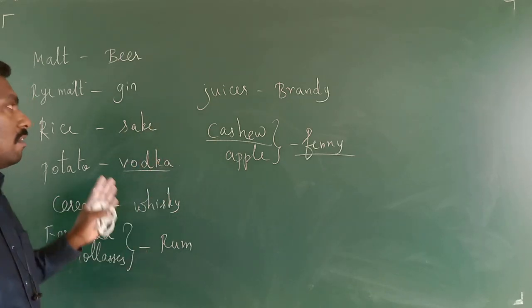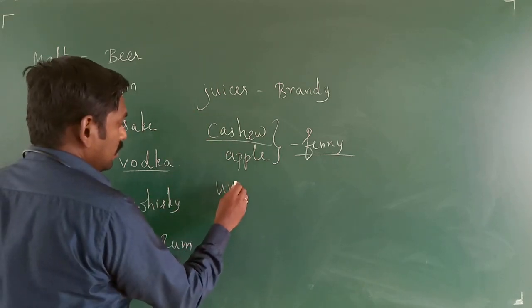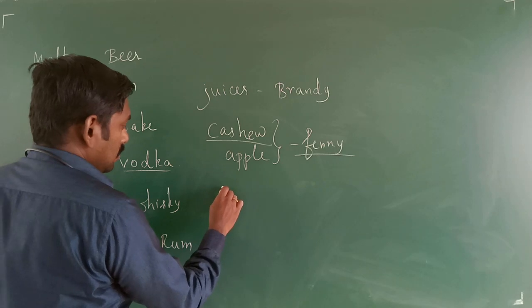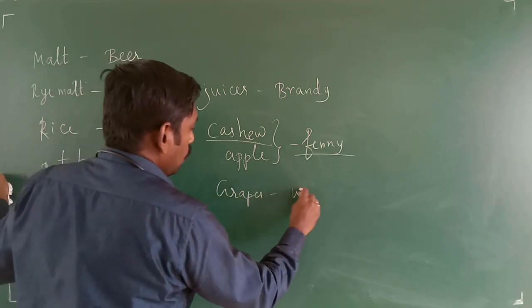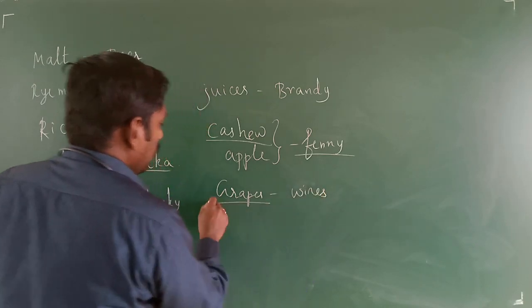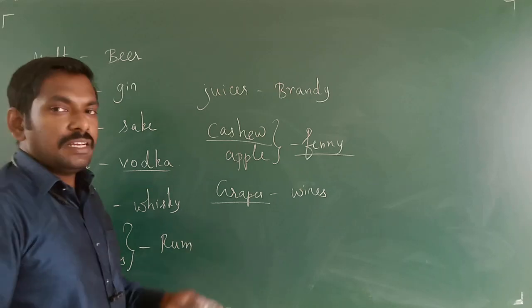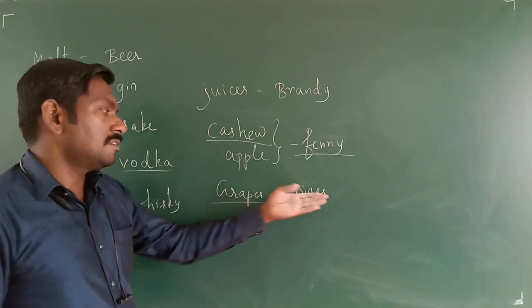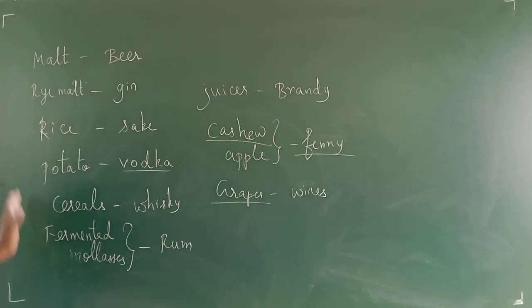making alcoholic products, right? So you have wine, which is produced from grapes. From grapes you get wine, red wine and white wine, right? So the grapes lead to wine. These are alcoholic products.